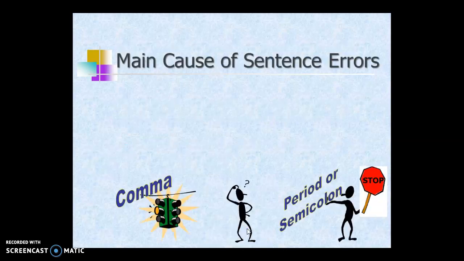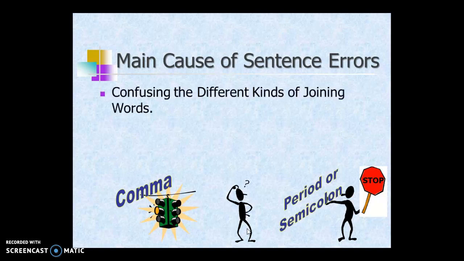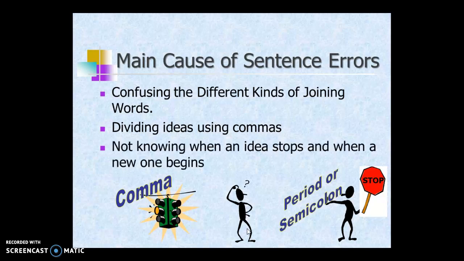Interesting, right? Main cause of sentence errors. Well, there are several cases in which we will make these mistakes. Why do we make them? Sometimes because we confuse the different kinds of joining words. We divide ideas using commas and we think that that's the correct pause, and that is not right. And not knowing when an idea stops and when a new one begins can also cause one of these problems.